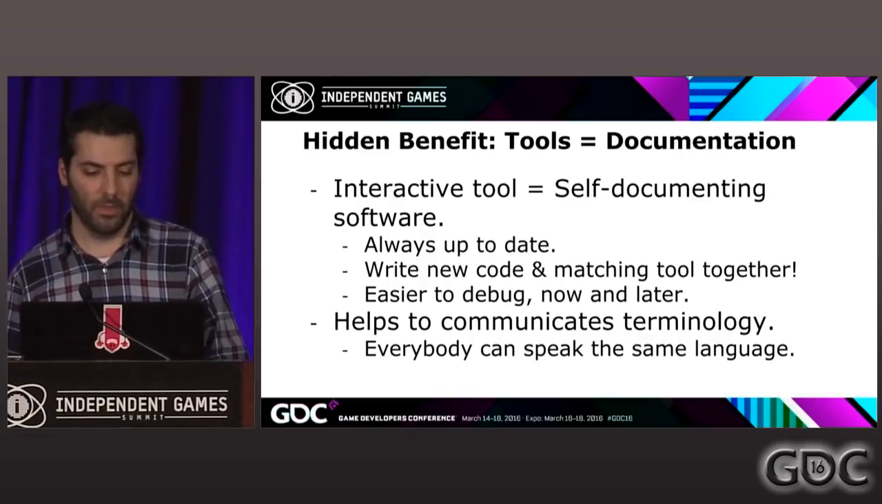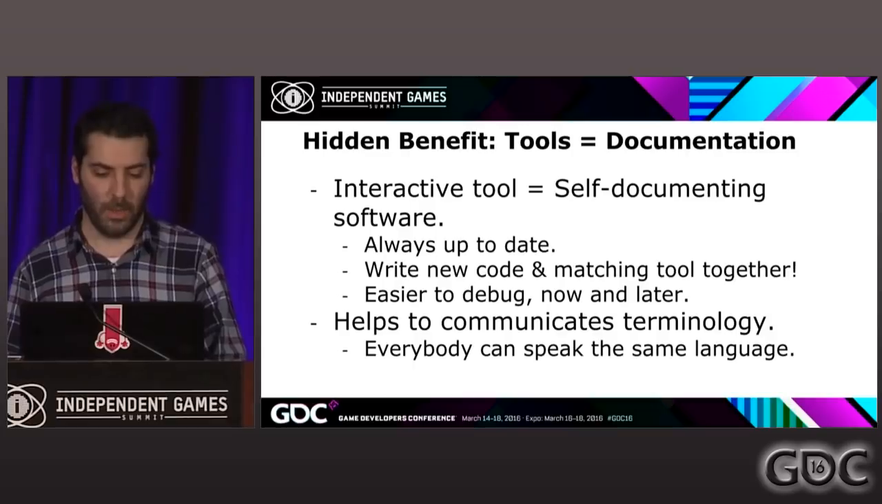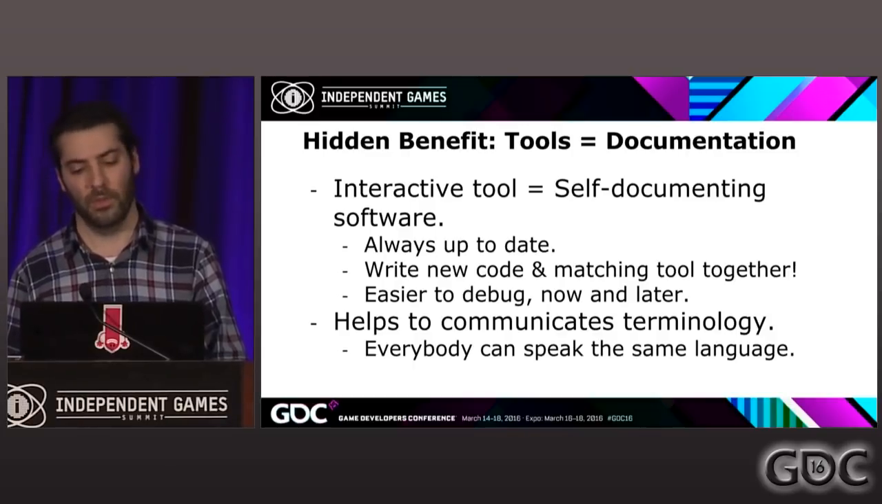So if you're going to create some new fancy algorithm for like pathfinding or physics, writing the tools along with the new code is the best way to debug your code and to document it. Create a tool to interact with the new code and you've got the documentation done here. It's useful for the current you, for the future you, and for other team members.